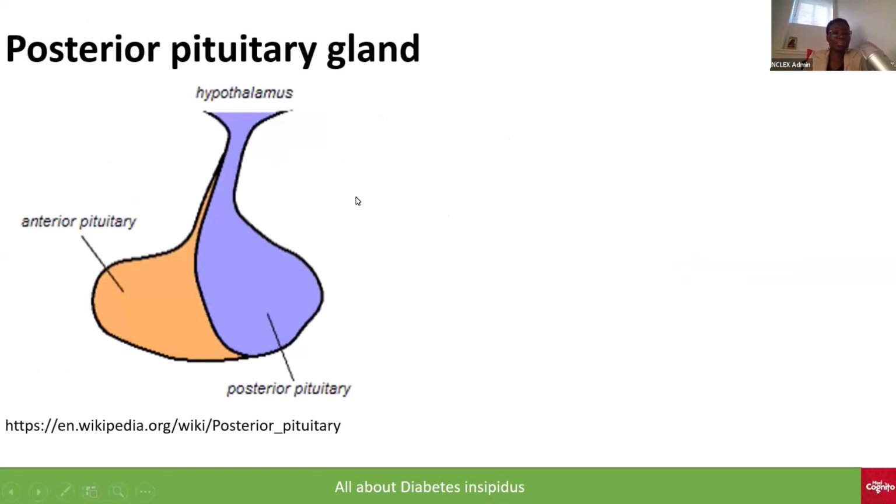So this is to help put the posterior pituitary in perspective. This is the anterior part of the pituitary, and this is the posterior pituitary, which produces the antidiuretic hormone.